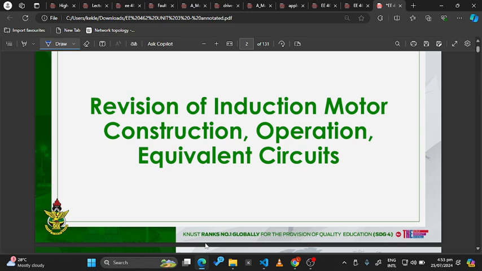At the beginning, we're going to revise induction motors. We are going to see how we can control the speed and torque of induction motors. Start by revising some concepts we already know from the synchronous course in second year. So we look at the construction of induction motors. We look at their principle of operation. Then we look at the equivalent circuit. We do the analysis on that.